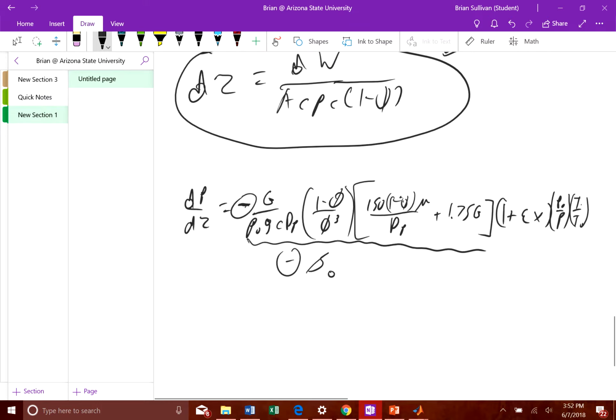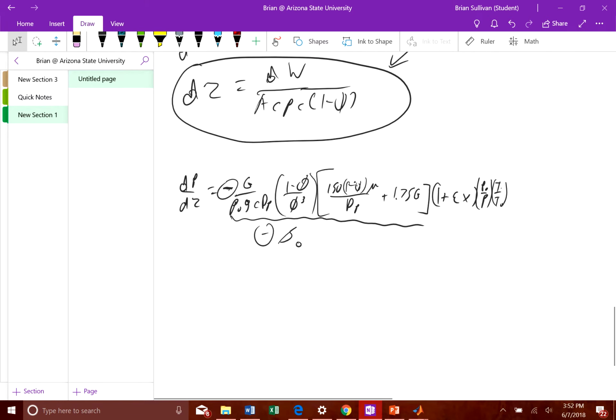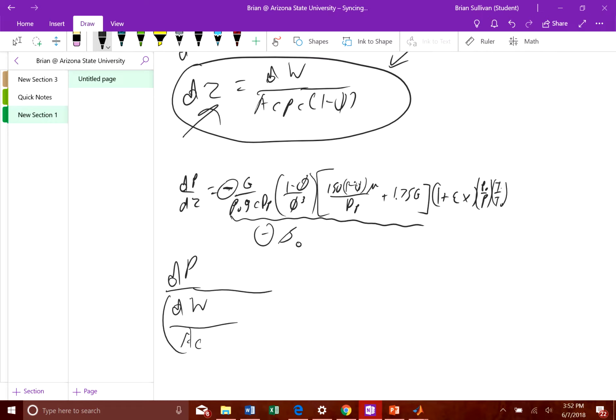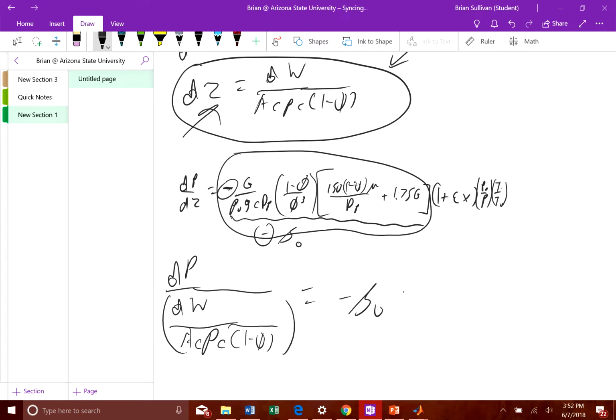Okay, great. Second thing, we got to plug dz in. How do we do that? Well, we have dP over dz, so plug in this guy. So now we have dP over dW, all in denominator, dW over Ac rho c, cross-sectional area, density of the catalyst packing, 1 minus theta. Okay, perfect. And then we have basically negative B0, all of this on the right side. Then we got 1 plus epsilon x, P naught over P, T over T naught. That's what we got so far.